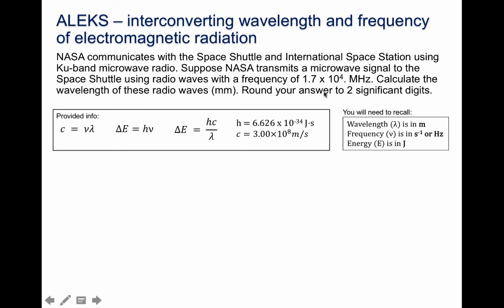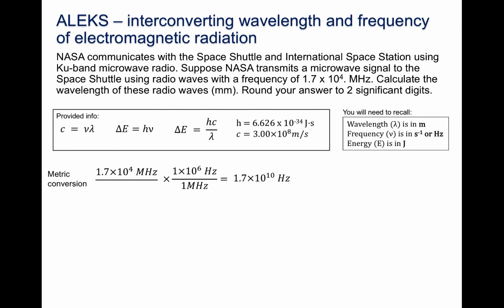What you're going to need to recall are the units that each of them are expressed in. And so what we're going to need to do is take frequency and convert it to wavelength. But we know with all of these equations, the frequency has to be expressed in inverse seconds, which is the same as hertz. So the first step for this problem would be to take the value we're given and do a metric conversion to hertz. And so we have 1.7 times 10 to the 4 megahertz. And if you remember, the prefix mega means 1 million. So there are 1 million, or 1 times 10 to the 6, hertz for every 1 megahertz, which means we have 1.7 times 10 to the 10 hertz.